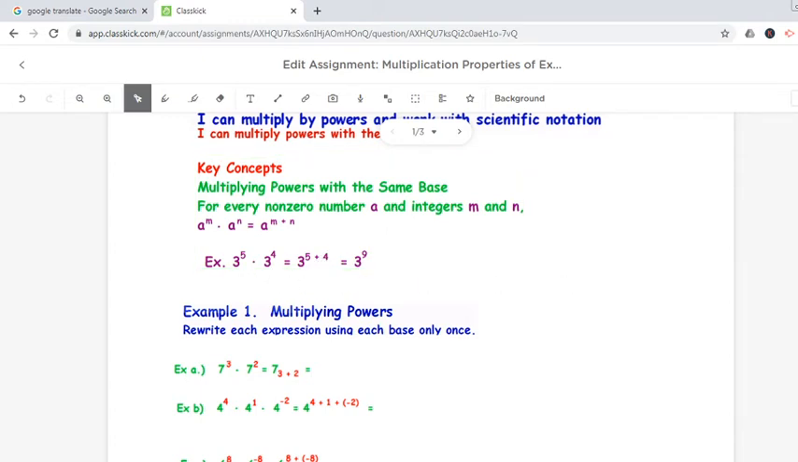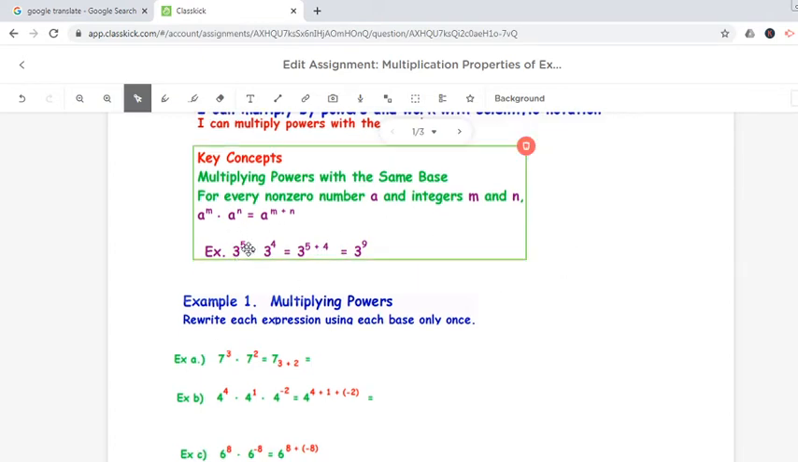Okay, so we'll just jump to this example. So to multiply exponents that have the same base, so the base right here is 3, 3, 3, 3. So if they have the same base, you just add the exponents. So 3 to the 5th times 3 to the 4th equals 3 to the 5 plus 4, and that equals 3 to the 9th.